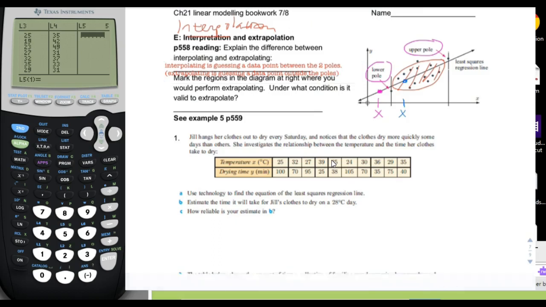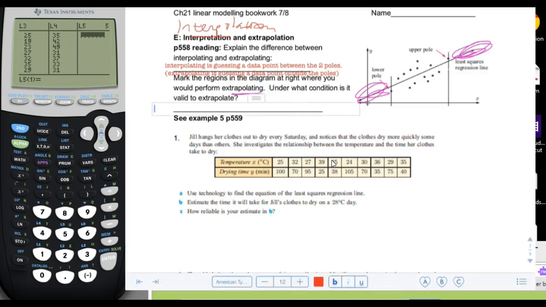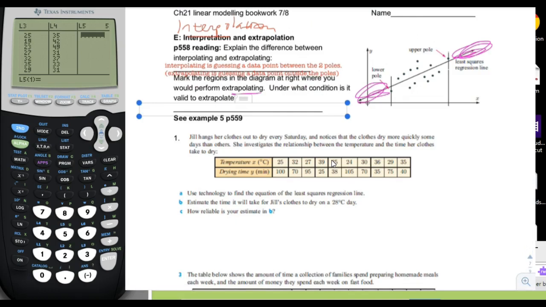Okay. So it says mark the regions of the diagram at the right where you would be extrapolating. So let me erase these marks that I put. And so that would correspond to this region would be extrapolating, this region would be extrapolating. Under what conditions is it valid to extrapolate? If you read in the book, it's usually not valid to extrapolate. When it might be valid to extrapolate is if your data here between the poles is very linear. So if you have a really good linear distribution there, maybe it's okay.